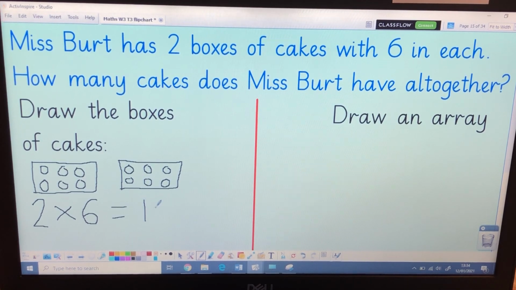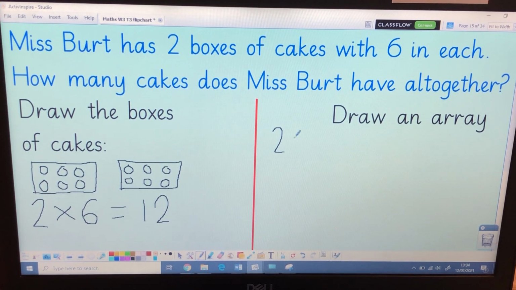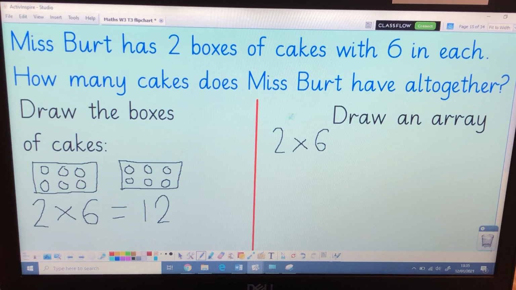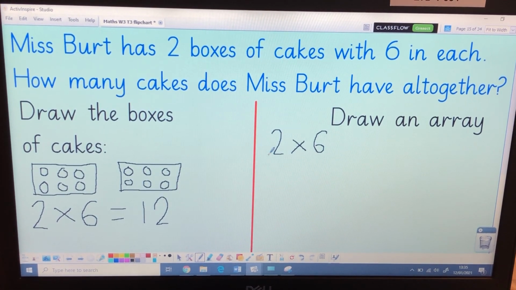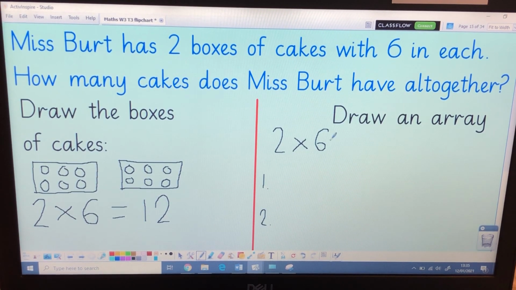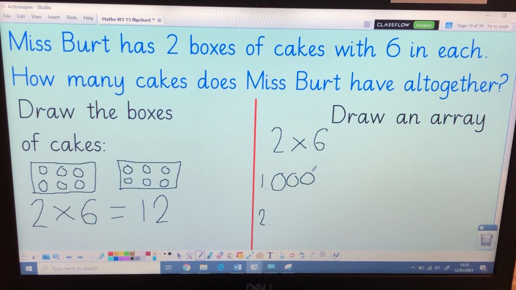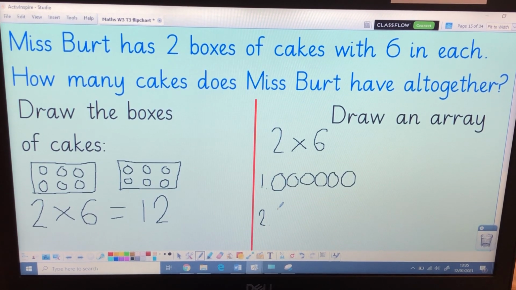But if you're working your answer out by drawing an array, we're going to show you now. So we've got 2 times 6 again. Now this first number, what does that number tell me? You're right, it tells me how many groups I need to draw. So here are my 2 groups. And I need 6 in each one, don't I? So let's draw our 6 cakes in each group. There we go, and again for group 2.